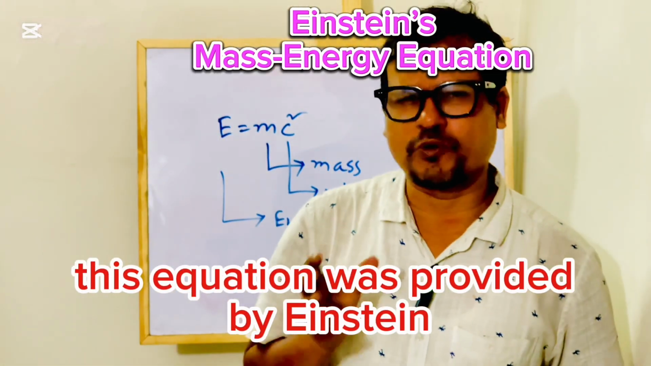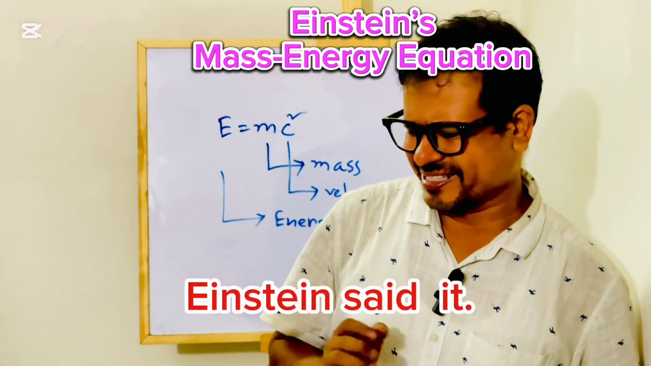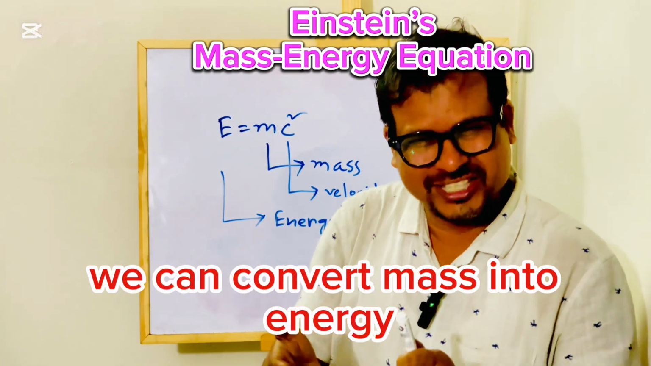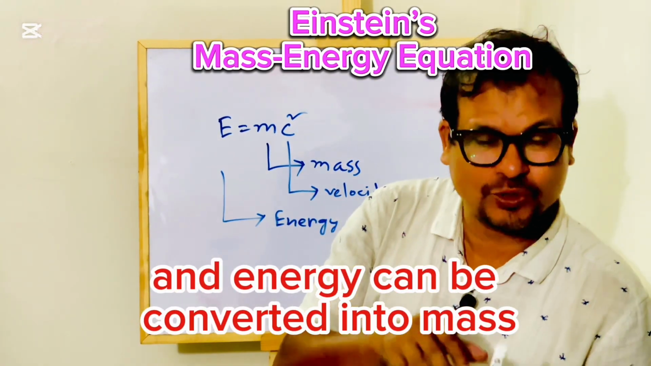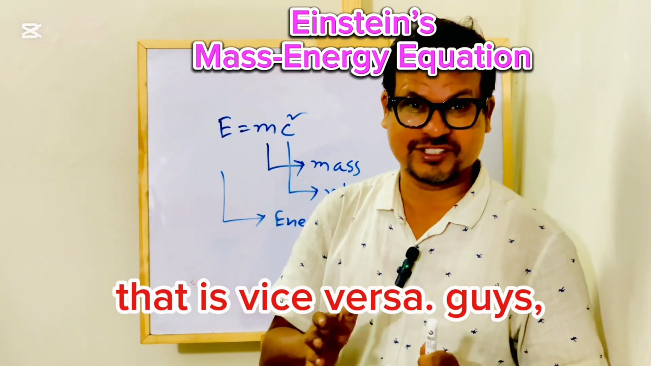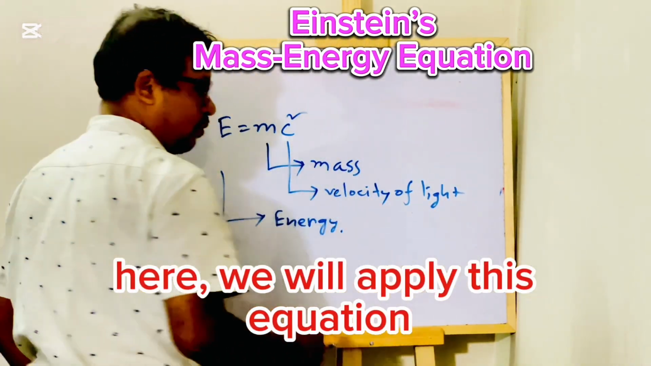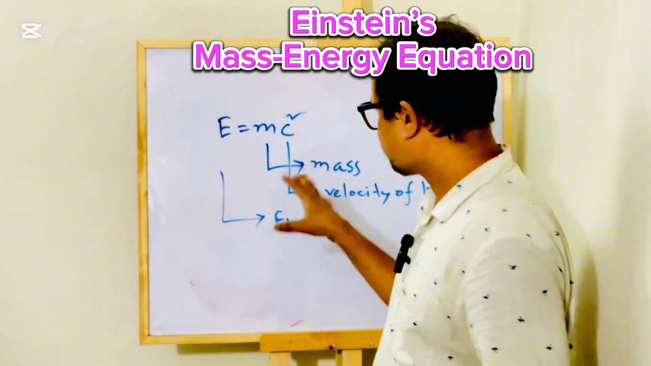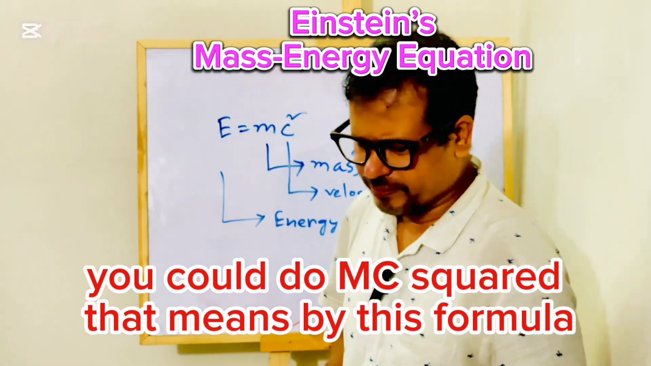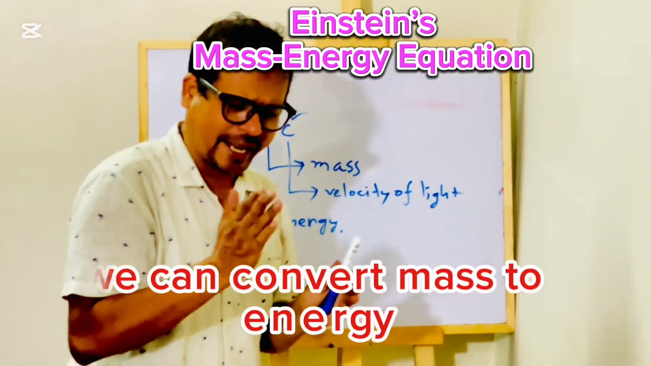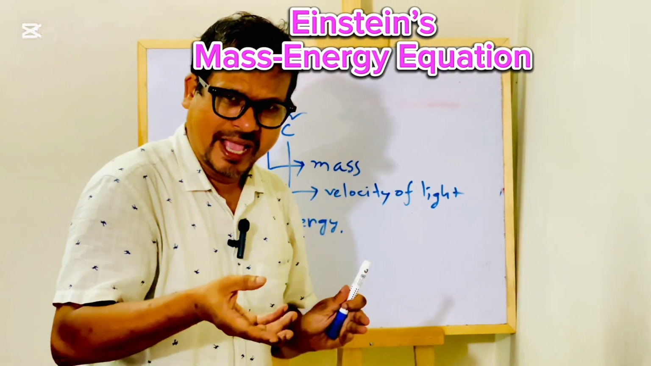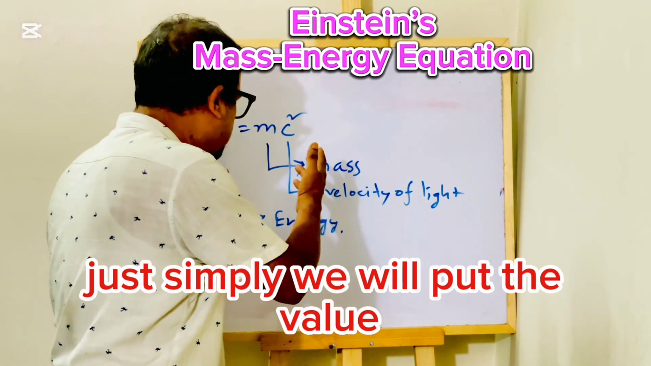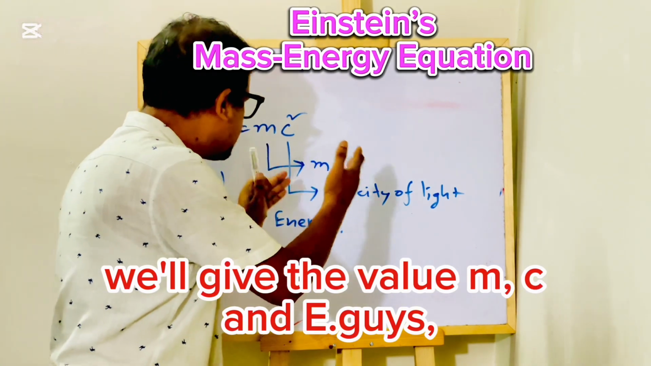This equation was provided by Einstein. Einstein said we can convert mass into energy, and energy can be converted into mass, that is, vice versa. We will apply the equation E equal to mc squared for proving this statement. By this formula we can convert mass into energy, and energy into mass. We will just put in the values of m and c.